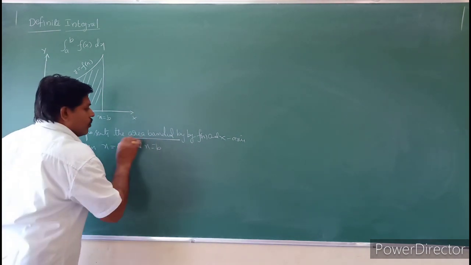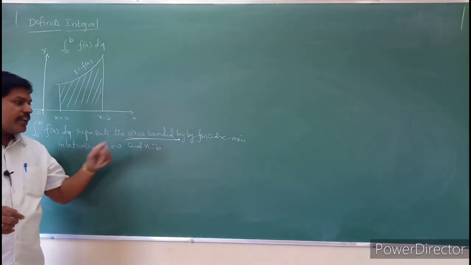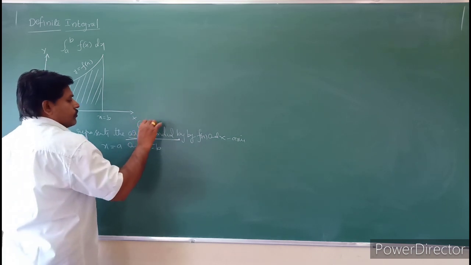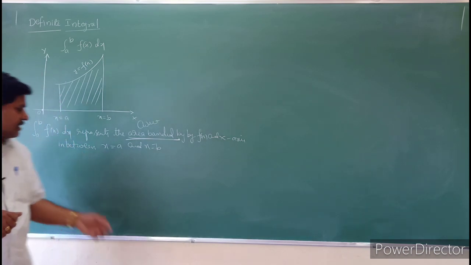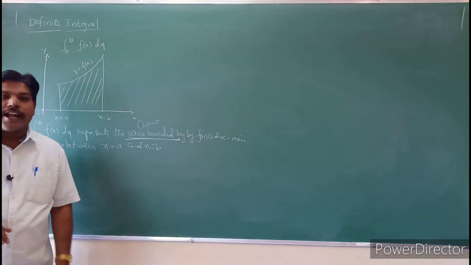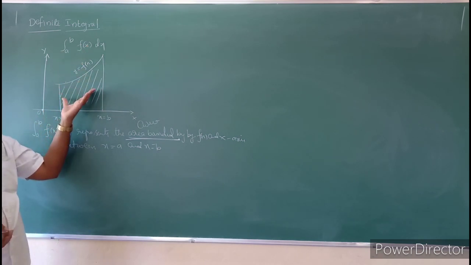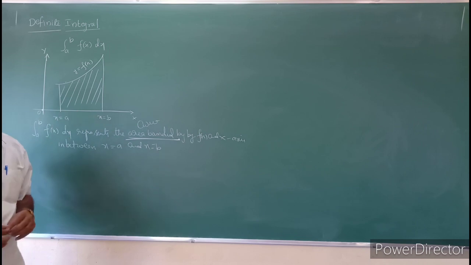Integral a to b f of x represents the area of the curve bounded by f of x and the x-axis in between x is equal to a and x is equal to b. So it represents the area of the curve bounded by y is equal to f of x and the x-axis in between x is equal to a and x is equal to b.